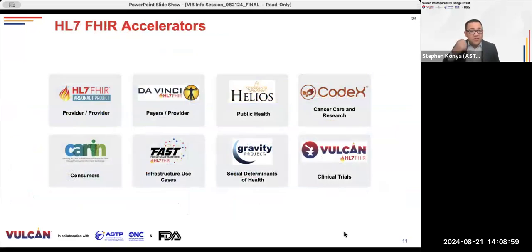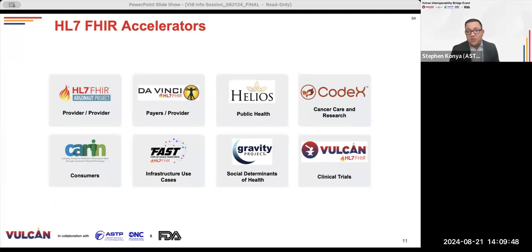But I also wanted to, for the purposes of this call, highlight that we do this in coordination with industry. And in the case of FHIR and its adoption, we work very closely with HL7 and its community of FHIR accelerators. If you're not as familiar with FHIR accelerators, they're affinity groups that come together with specific data use and data sharing needs. And so the Argonaut project's focused on provider to provider primarily. Da Vinci's been working on payer to provider. Helios, one of the newer ones, is focused on public health, and we partner with CDC on that program. The Codex is focused on cancer care and research. Karen is consumers. FAST is infrastructure use cases that can cut across all of these. Gravity is social determinants of health. And the Vulcan project, very relevant to today's topic, obviously, is around clinical trials.